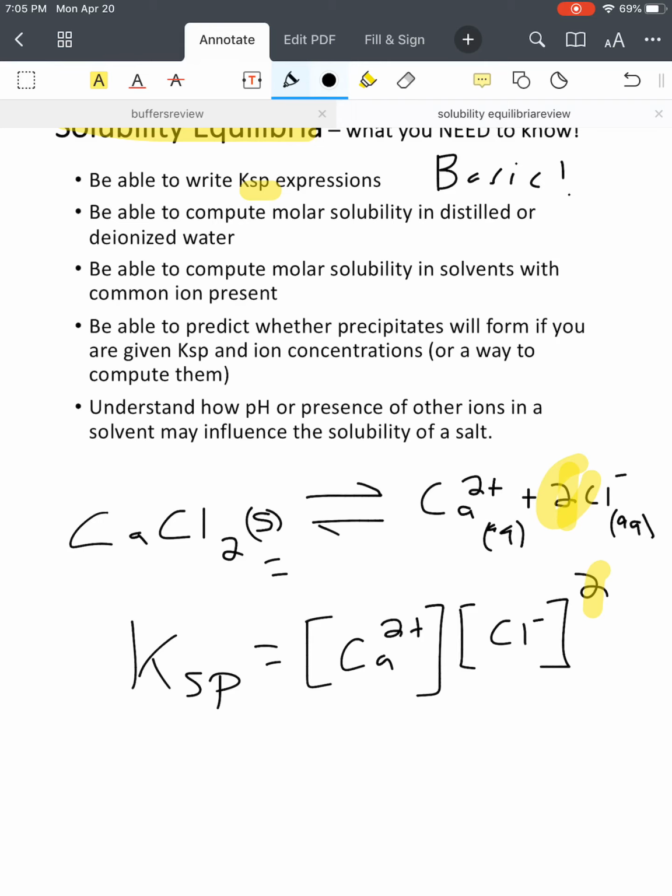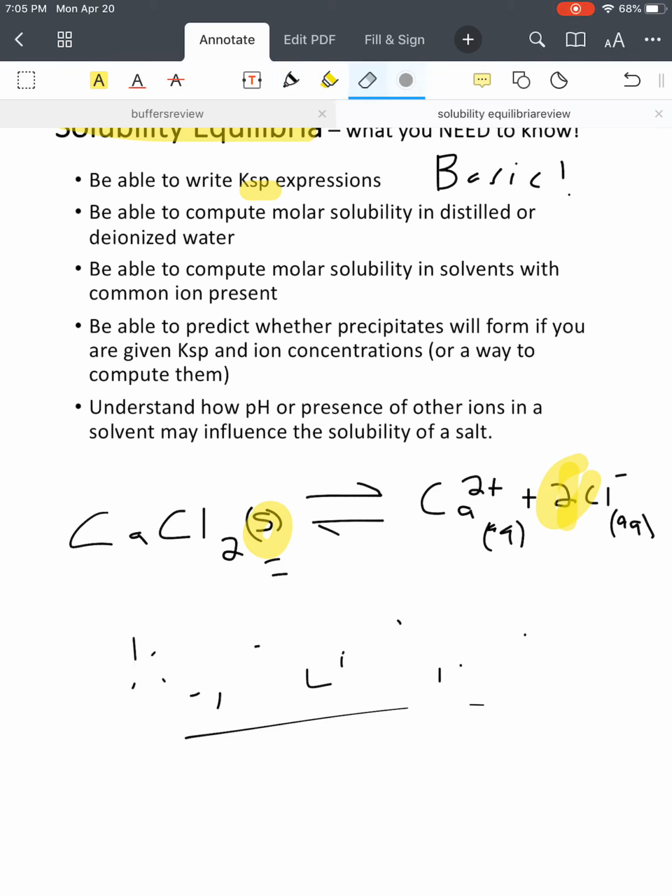The great thing about solubility equilibria is that the stuff on the left, the reactant's always a solid, and solids don't appear in equilibrium constant expressions, so we can just kind of forget about it and write our KSP. All right, first skill, absolutely basic. Need to know how to do that.